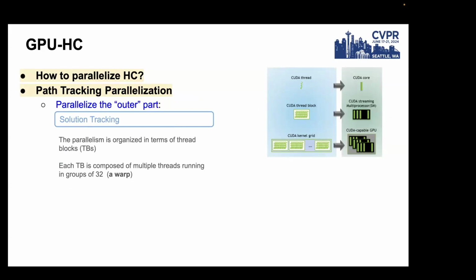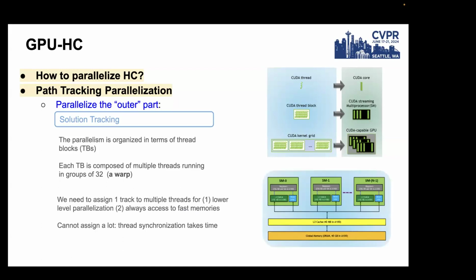We can have one CUDA thread, which can be run on one CUDA core, and we have this unit called the thread block. Within a thread block, each thread can run the same instruction, and they can run in a quite parallelized way. Each thread block is composed of a number of threads running in groups of 32. This group, in the GPU computing community, is called a warp.